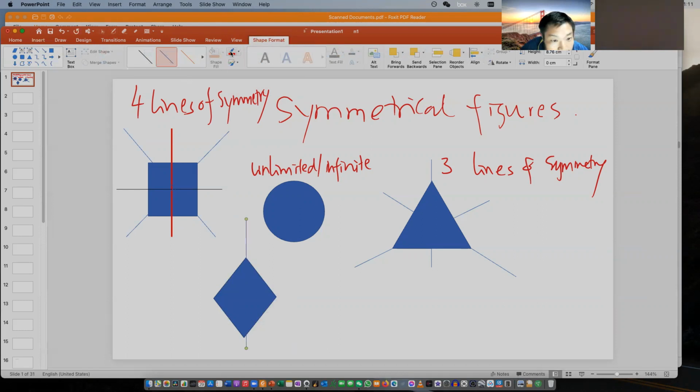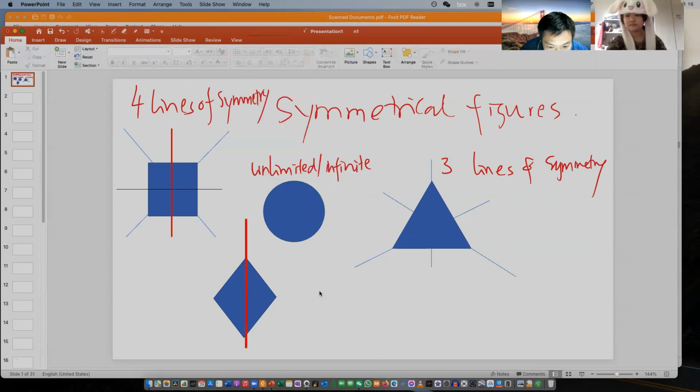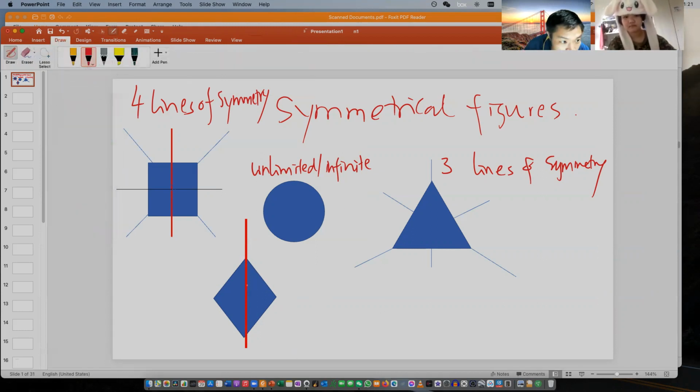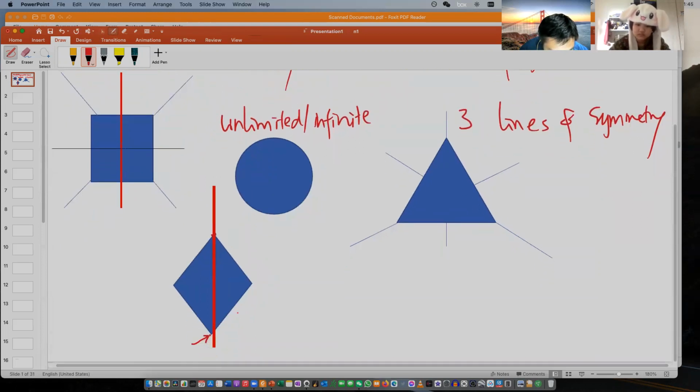Cannot. So this is not the line of symmetry. Can you see? Cannot. Why? Because if you look closely over here, it does not touch this point. It does not touch that point, right? Can you see it? Here, it does not touch the point, but here it touches the point. If you can't see clearly, I can zoom in for you to take a good look. It's a bit off.